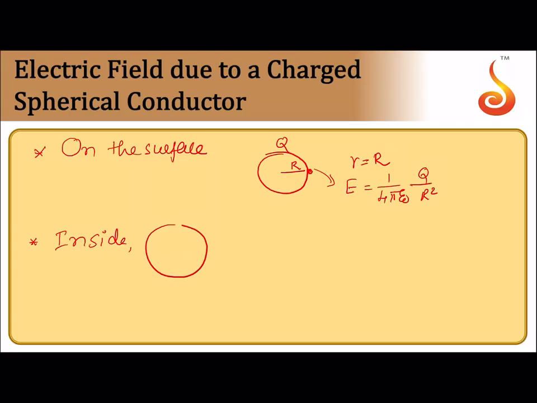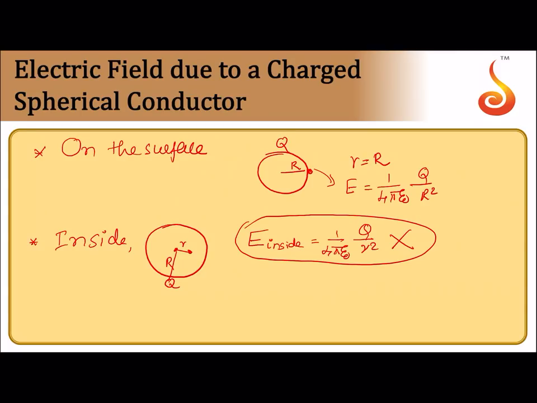Then at a point inside. This is your spherical conductor, and this time the point is at a distance r, and this is your capital R, and charge Q is present on it. Probably some of you are thinking that the electric field inside is given by 1 by 4 pi epsilon naught Q divided by r square. No, this is not correct. Why is it not correct?